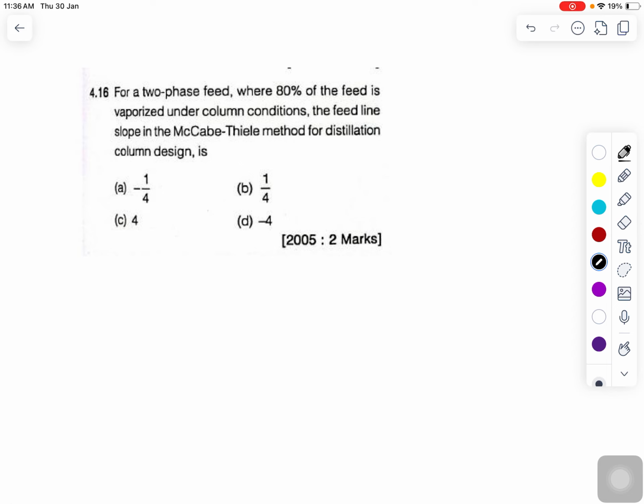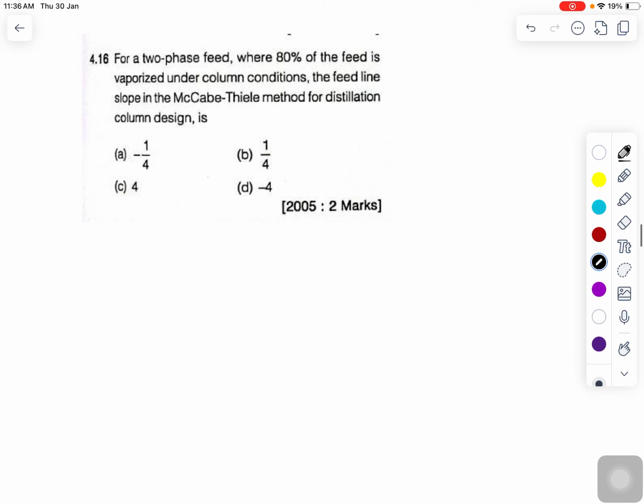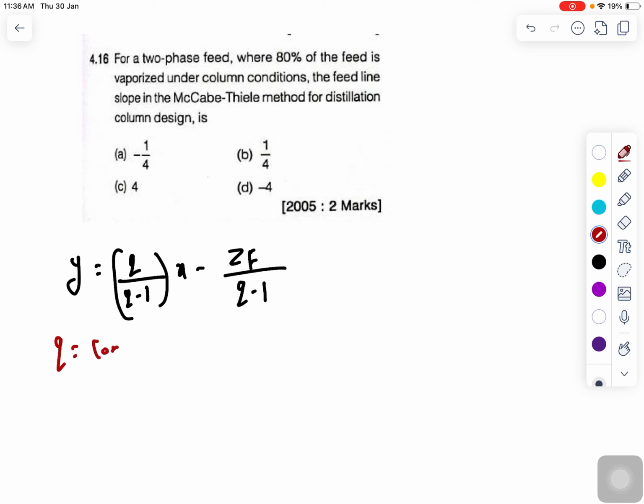Now moving towards the next question. The question says that for a two-phase feed where 80% of the feed is vaporized under column conditions, the feed line slope is? So when we talk about the feed line equation, the feed line equation is y equals q upon q minus 1 into x minus zF upon q minus 1, where q is called the condition of the feed, and obviously zF is called the feed composition. So here you can see that q is equal to the fraction of feed in the liquid form.